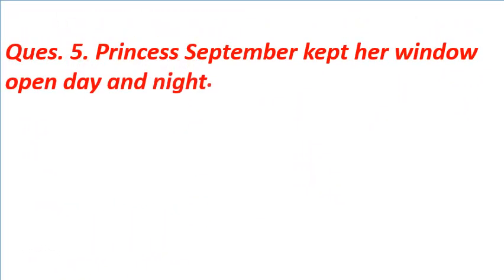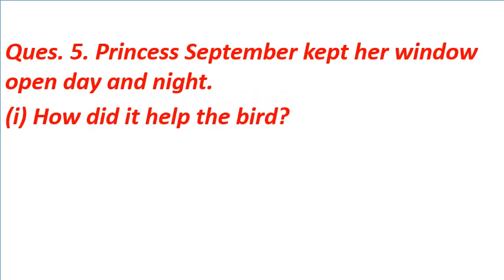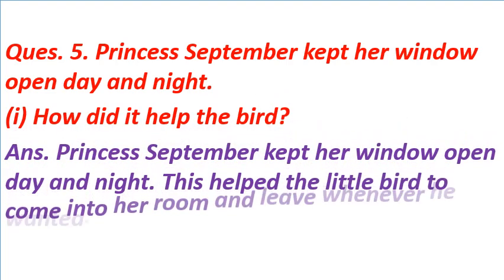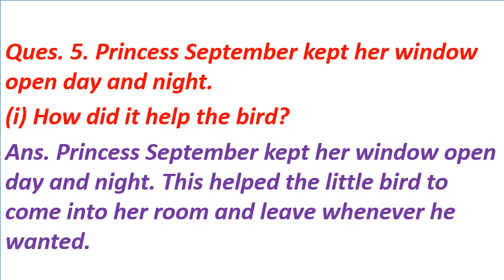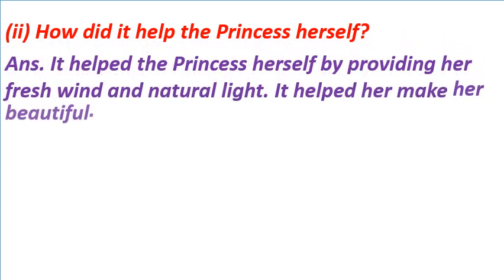Question number 5: Princess September kept her window open day and night. Part 1: How did it help the bird? The answer is: this helped the little bird to come into her room and leave whenever he wanted. Question number 5, part 2: How did it help the princess herself? The answer is: it helped the princess herself by providing her fresh wind and natural light. It helped make her beautiful.